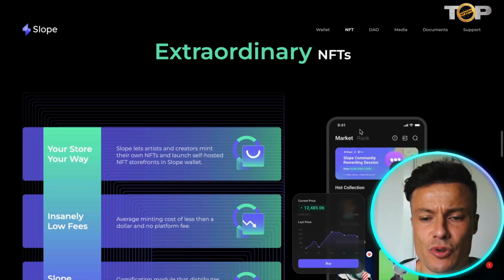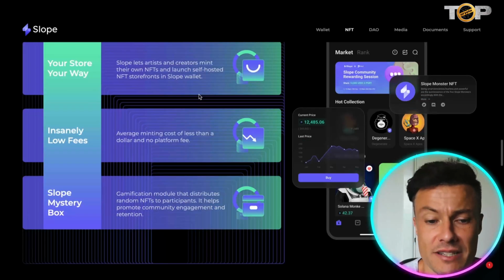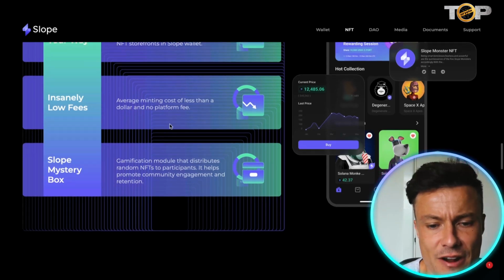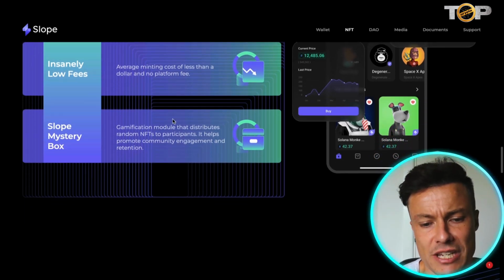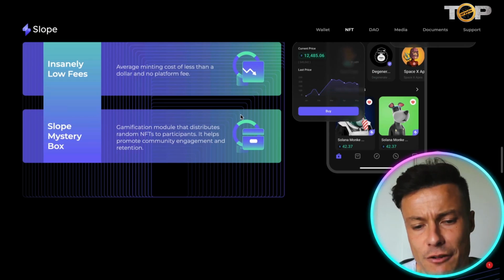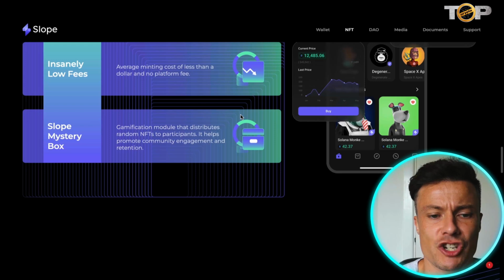Now, another cool thing that's featured here is NFTs. Mint, collect and auction extraordinary NFTs. Slope lets artists create and mint their own NFTs. Self-hosted NFT storefront, Slope wallets. Very low fees. Slope mystery box. Gamification modules that distribute random NFTs to participants. It helps promote community engagement and retention.